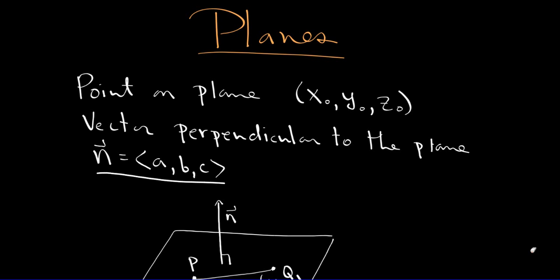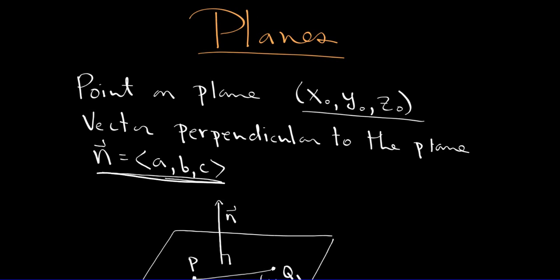Just as we did when we were given a vector parallel to a line and a point on the line, we came up with a set of parametric equations that describes the line. We want to do something similar with a plane in space. And what we're going to need to describe the plane in space is one point on the plane, and a vector that is perpendicular to the plane.